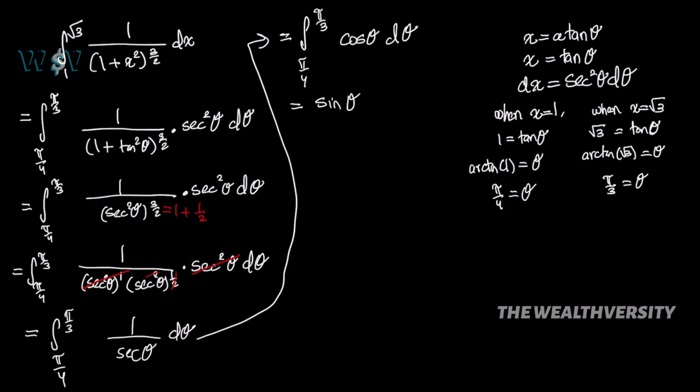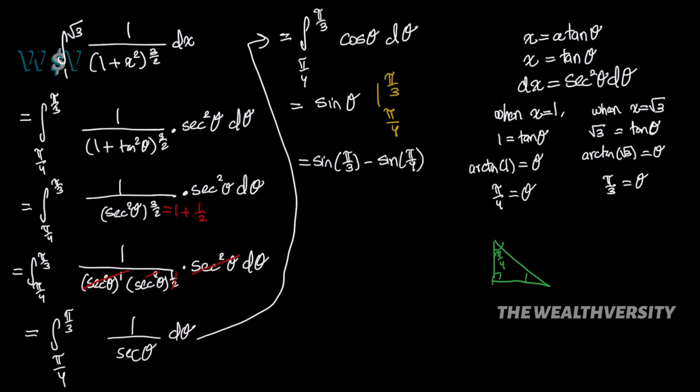And we get sine theta, but we still have to evaluate the integral from pi over 4 to pi over 3. Since we adjusted the interval in terms of theta, we don't have to put the integral back in terms of x since we are evaluating it as a number anyways. So we do sine pi over 3 minus sine pi over 4.